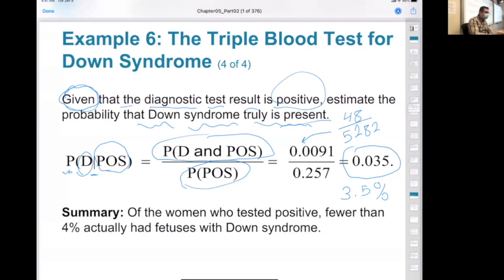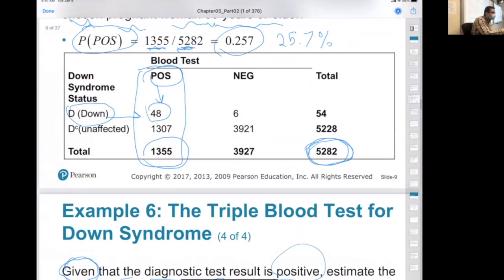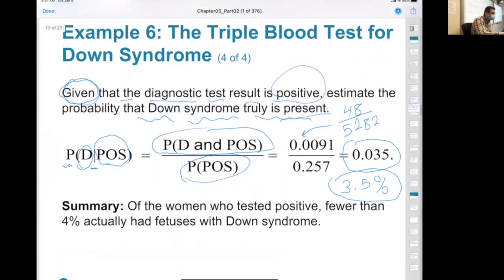So as you can see, if you try to compare the probability of D and the probability of D given positive, which here is 3.5%, and the probability of D here, of course, you will divide 54 by the total number here. You will find that the unconditional probability is less than the conditional probability in this case. Okay.